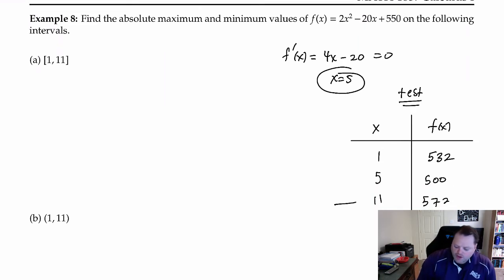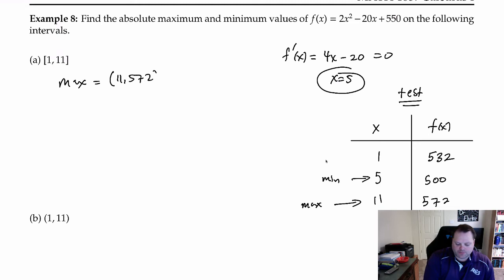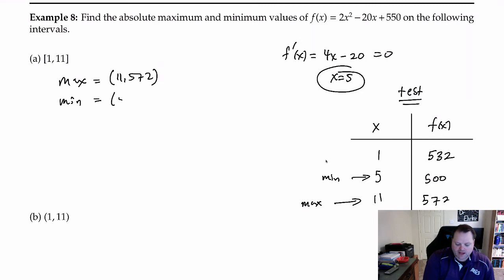This would make you think that this is the absolute max, and it would make you think that this is the absolute min. However, let's talk about it based on whether or not we have open intervals or closed intervals. So if it's a closed interval, we just did closed interval method, so we know that the max is at 11, 572, and we know the min is at 5, 500. No big mystery there. That's what we've been doing.